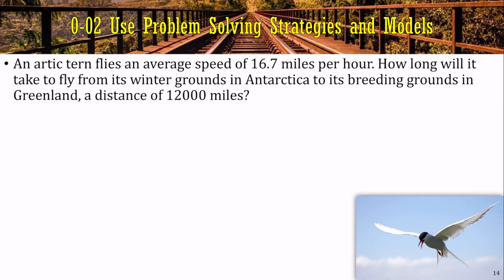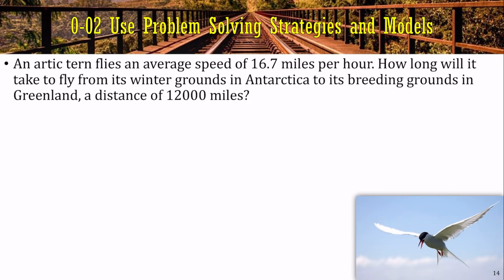An Arctic tern flies an average speed of 16.7 miles per hour. See, it's a bird, like in the picture. How long will it take to fly from its winter grounds in Antarctica to its breeding grounds in Greenland, a distance of 12,000 miles? So they fly all the way from almost the South Pole to the North Pole and back every year. Do you think it would be easier to come up with our verbal model with a formula, a pattern, or a picture? Yeah, I think a formula.